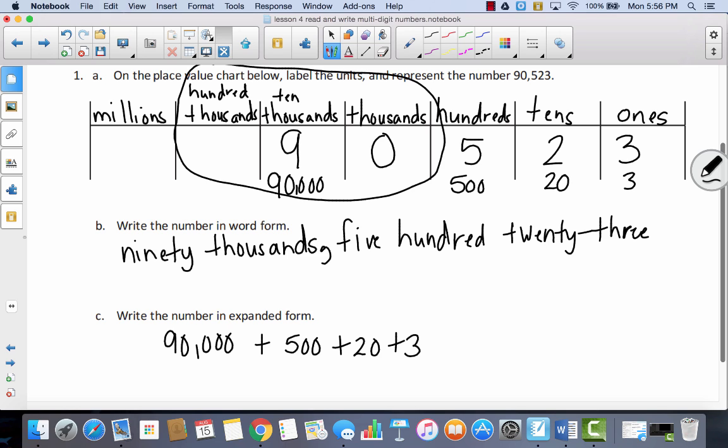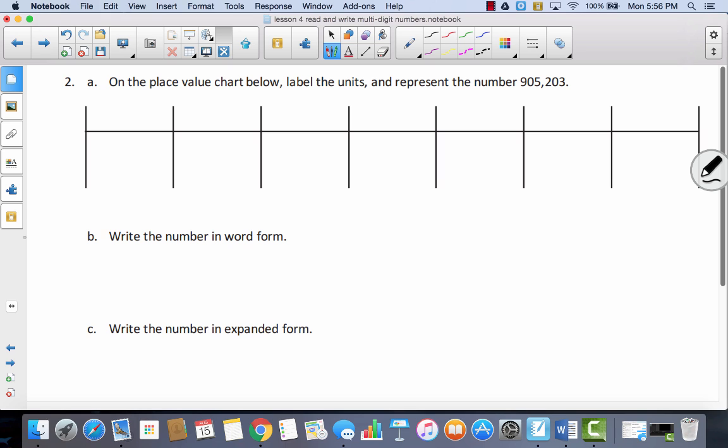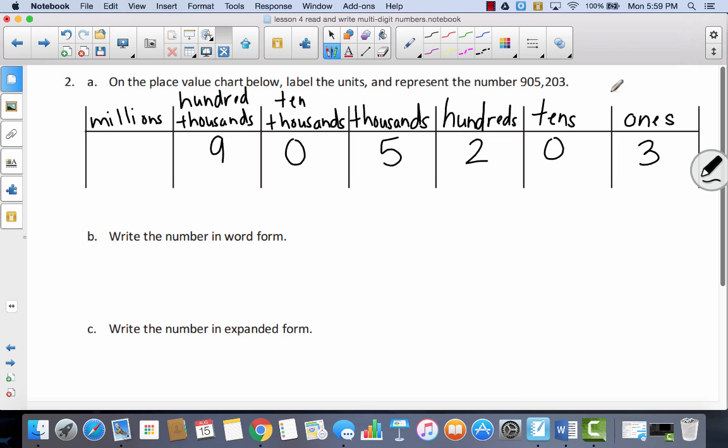Okay, let's take a look at number 2. All right, so again, we need to label the place value chart and represent 905,203. I want you to do as much of number 2 as you can. If you can go ahead and write it in word form and expanded form, go ahead, but make sure that you press play to come back and check your work. So I'm going to pause the video, and we're going to try to do as much of this as we can by ourselves. Okay, so let's begin by checking our place value chart.